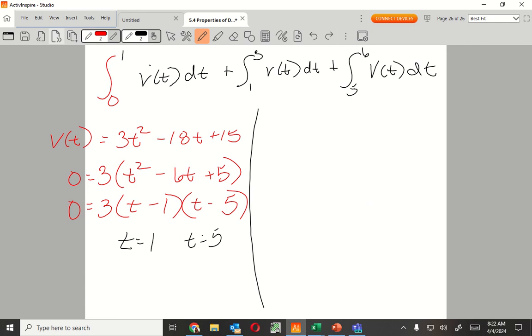Okay, so let's actually do the antiderivative. The antiderivative of that one would be t cubed minus 9t squared plus 15t. From my bounds, my first bounds is going to be from 0 to 1. So plug in 1: 1 minus 9 plus 15.